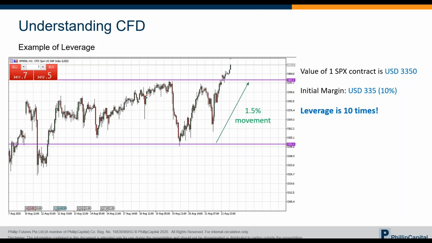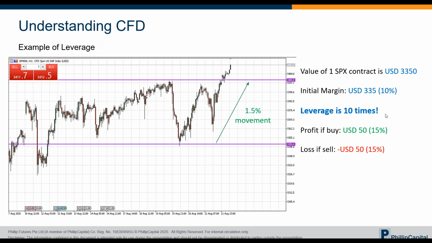Okay, now if you manage to capture this movement here from 3350 and exit the trade at 3400, you would have made a profit of USD $50 with just the initial capital of 335. So this translates to a profit of 15%.